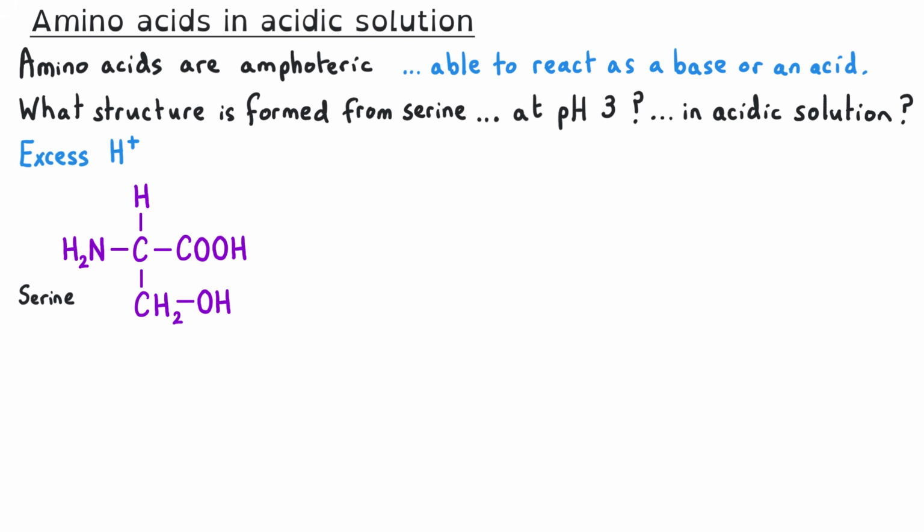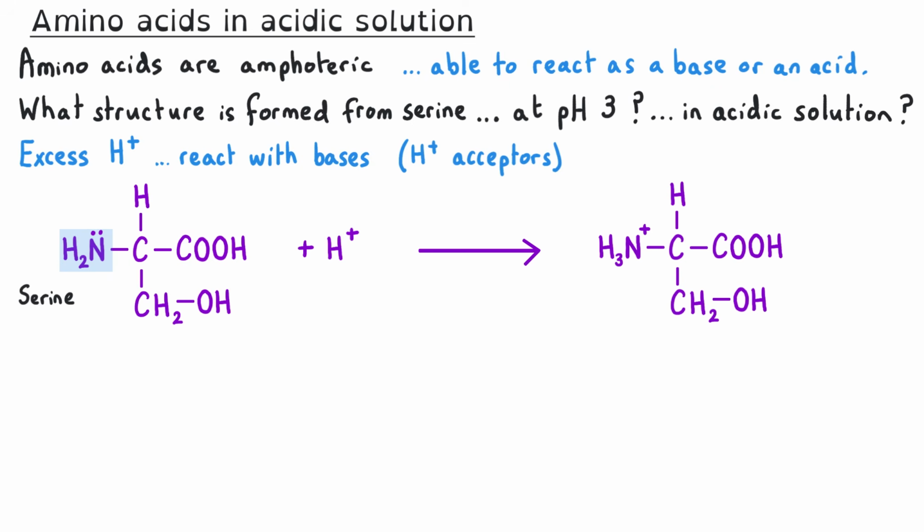Well, in both of these cases, the hydrogen ion concentration is high, and this means that the excess hydrogen ions in the solution will react with the functional groups that can act as bases, which are, of course, hydrogen ion acceptors. And so for serine, in acidic solution with an excess of hydrogen ions, the amino group uses its lone pair to accept a proton, and we make this structure here, where the amino group has acted as a base and become protonated, and we're showing this as an NH3 group that is now positively charged.